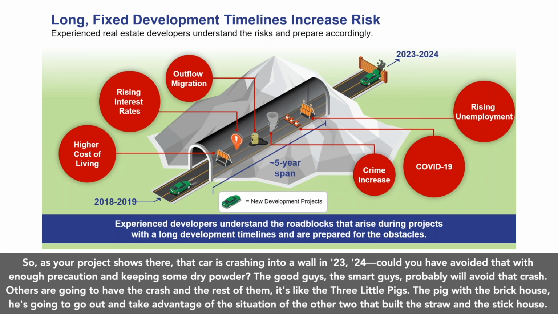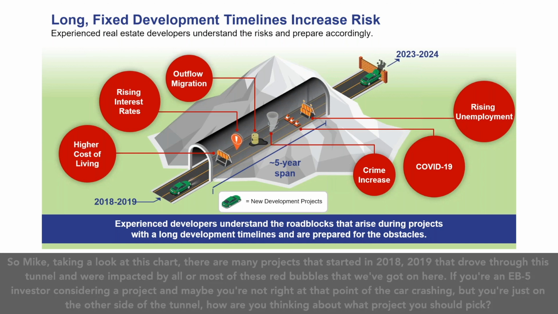Others are going to have the crash, and the rest of them, it's like the three little pigs. The guy with the pig with the brick house is going to go out and take advantage of the situation of the other two that built the straw and the stick house.